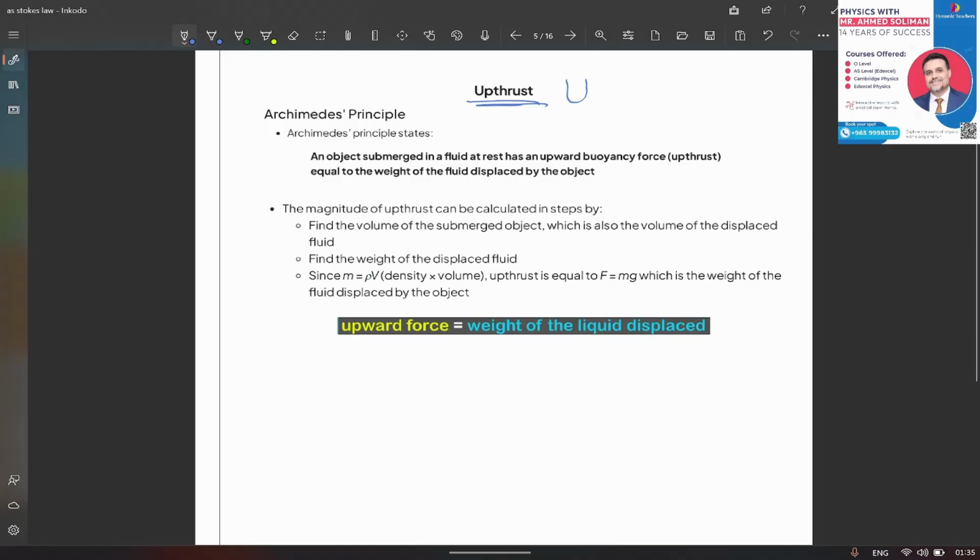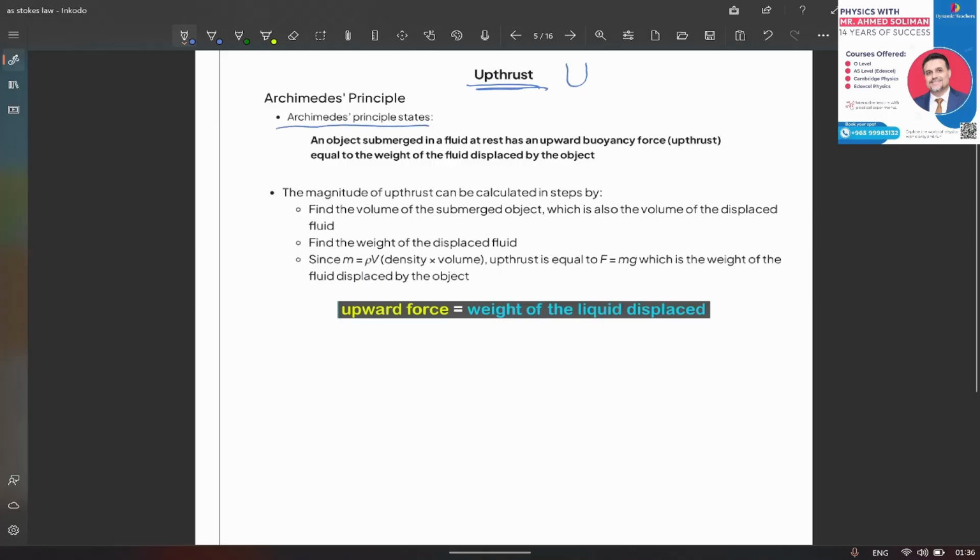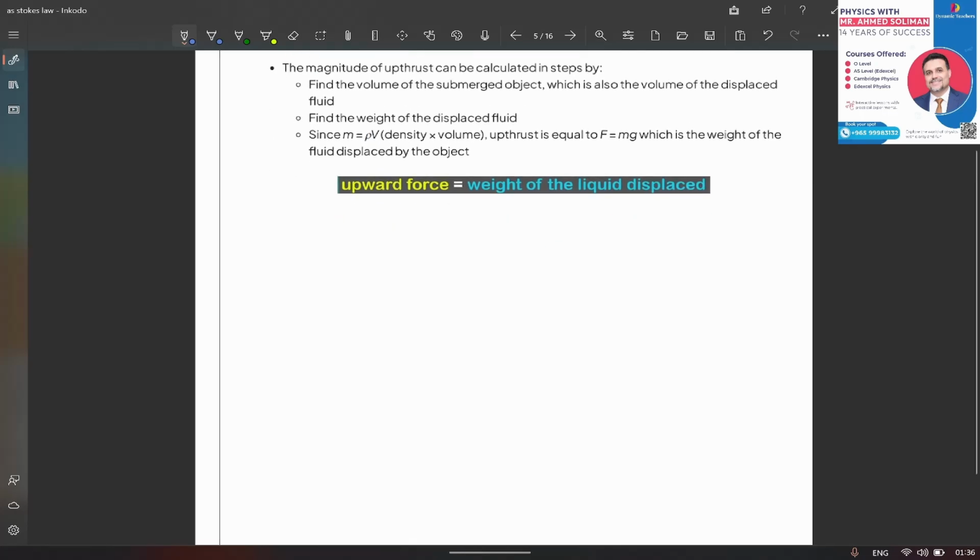And how can we find the upthrust force? We will use Archimedes' principle. What does Archimedes' principle state? An object totally or partially submerged in a fluid at rest has an upward buoyancy force, which is called the upthrust force, equal to the weight of the fluid displaced by the object. So we will suppose we have a displacement can like this. We call this instrument a displacement can.